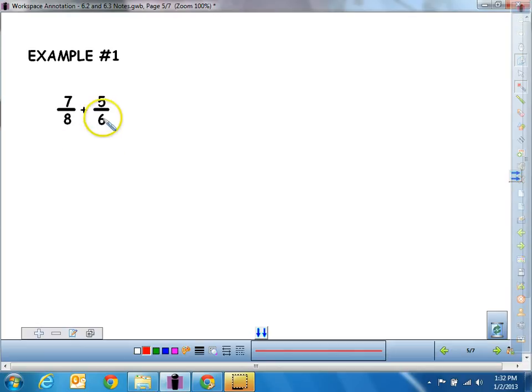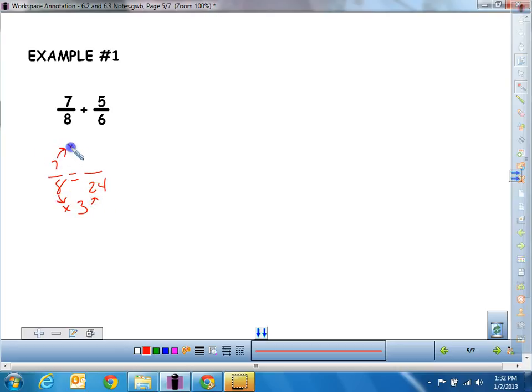8 and 6, this is not a common denominator, so I need to think of a number that both 8 and 6 can be multiplied into. So if you think about it, a common denominator for both of them would be 24. So I'm going to go ahead and change 7/8 into something over 24. Remember when we did this, I thought, okay, how do I get from 8 to 24? I multiplied it times 3.